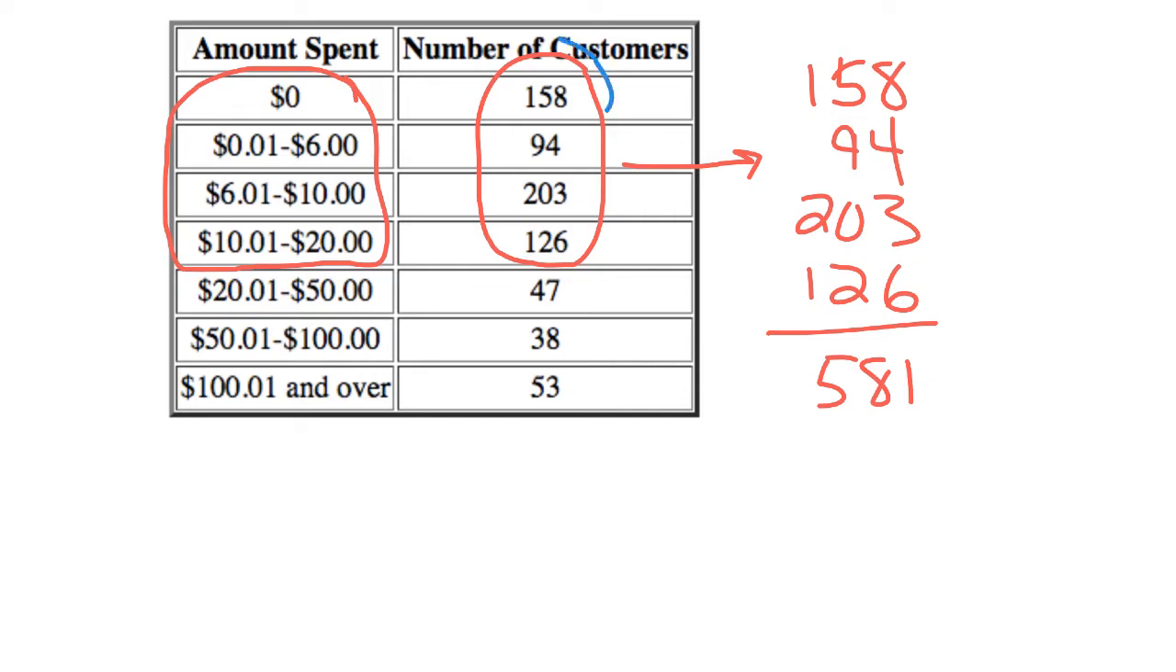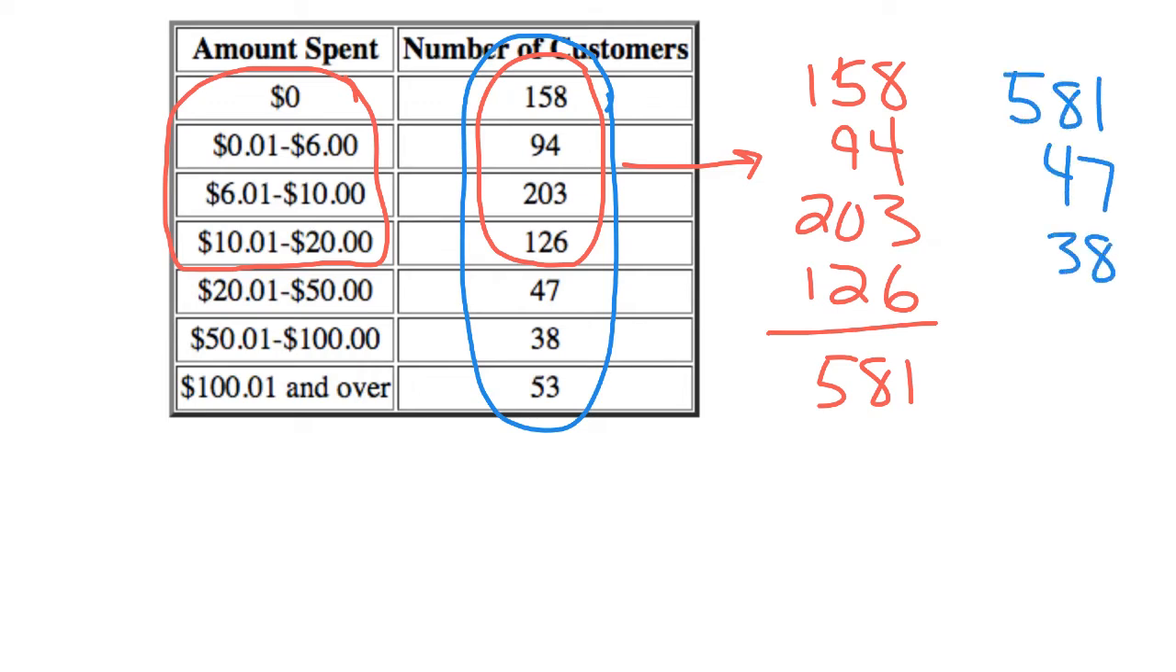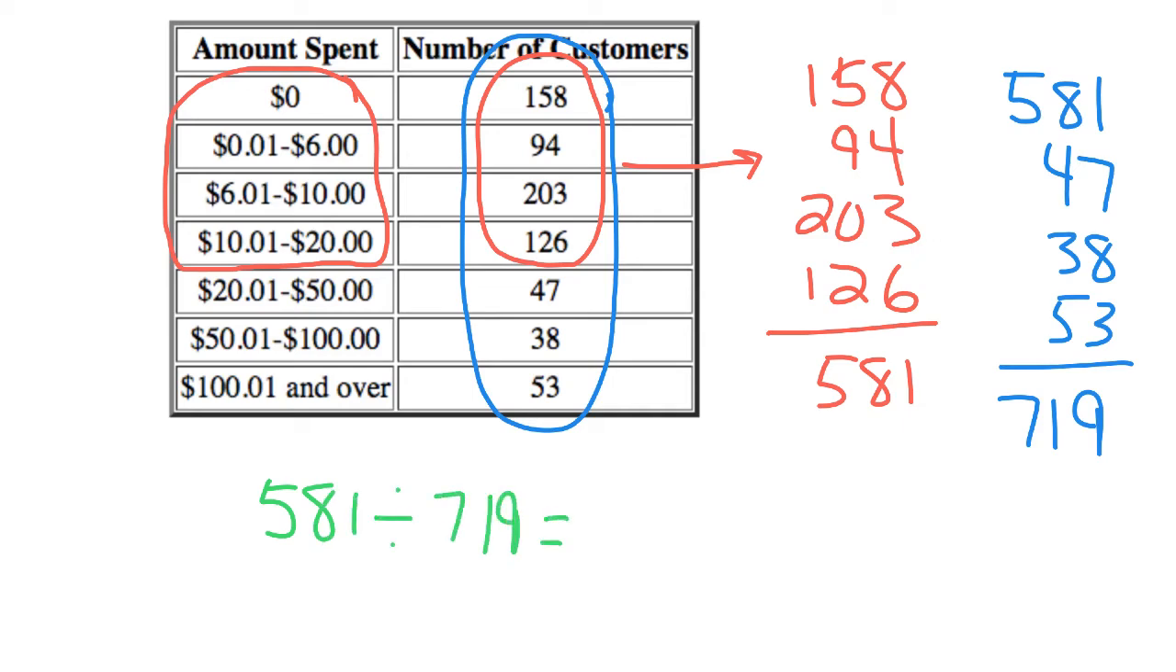Now we need the total amount of customers. So to that 581, we need to add 47, 38, and 53. That gives you a total of 719 customers. Now to figure out the probability as a decimal, we're going to take the 581 and divide it by 719. And when you do that, you get 0.808, and then there's a bunch of numbers after that.